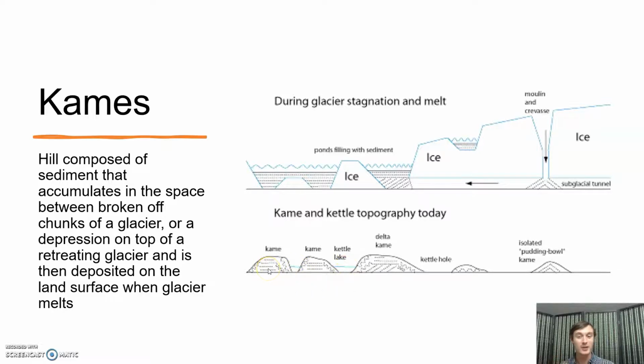You can see just geometrically that these tend to alternate. Kame, kettle, Kame, kettle, Kame, kettle. And so we get something called Kame and kettle topography. These tend to occur in close association with each other.